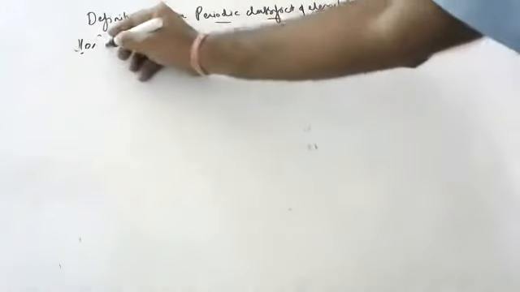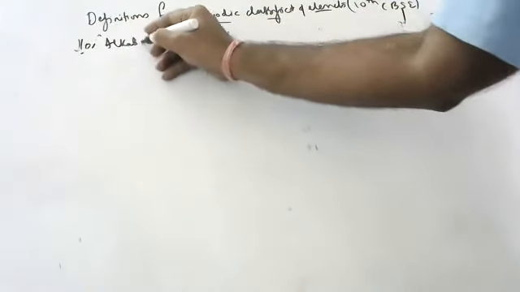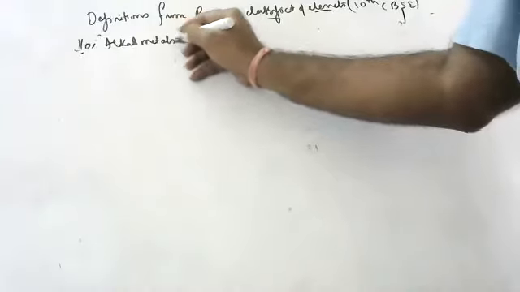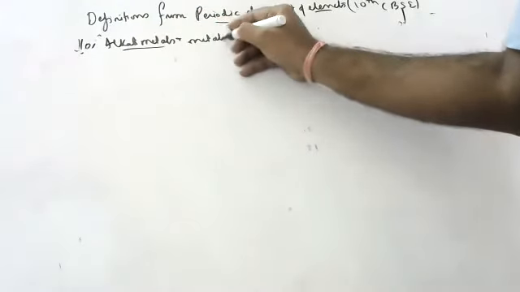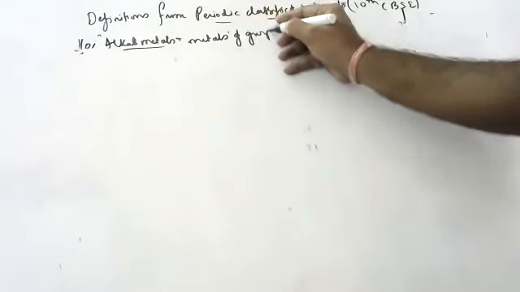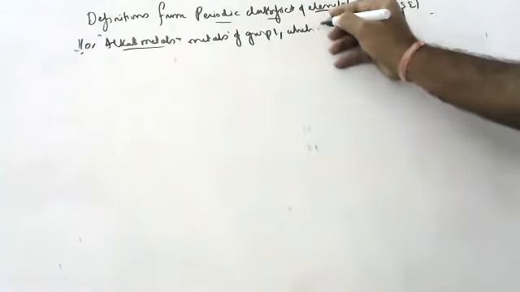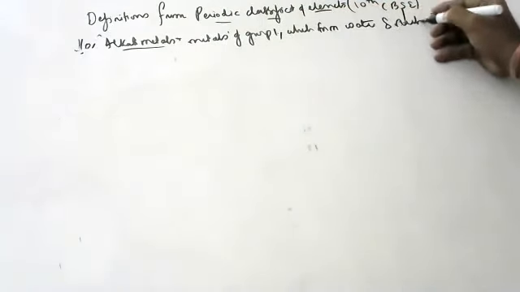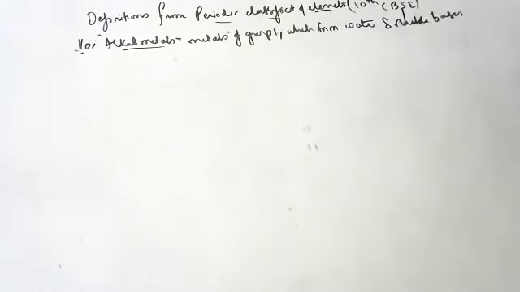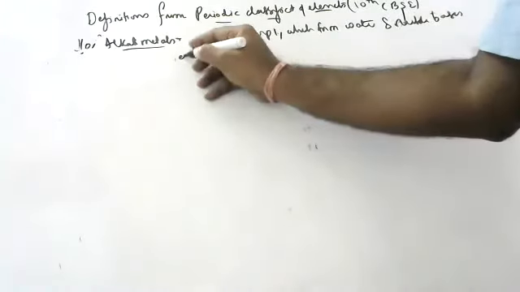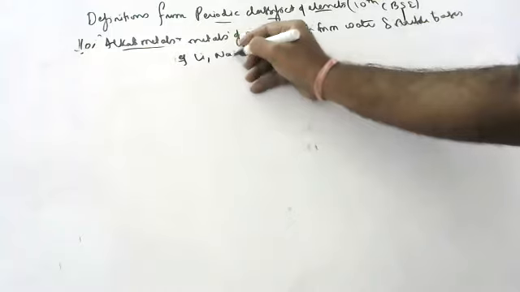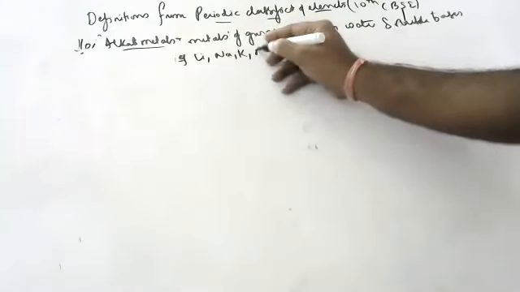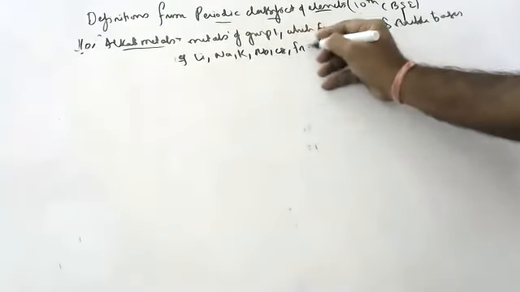Next, 10th definition. What are alkali metals? Metals of group 1 which form water soluble bases. Lithium, sodium, potassium, rubidium, cesium, francium.